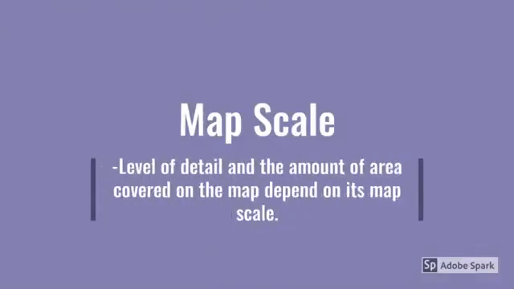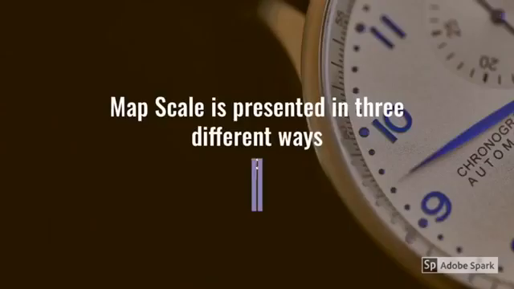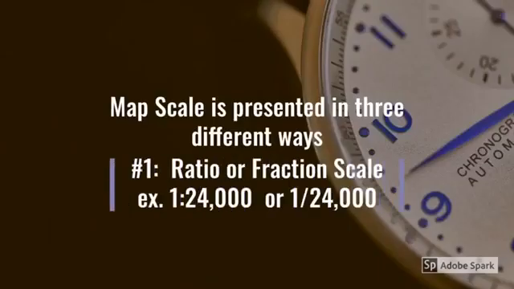Map scale. The level of detail and the amount of area covered on the map depends on its map scale, basically the relationship of a feature's size on a map to its actual size on Earth. Map scale is presented in three different ways.